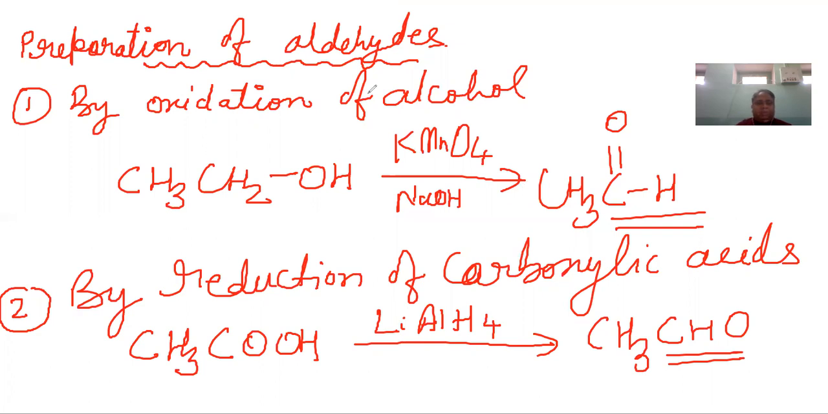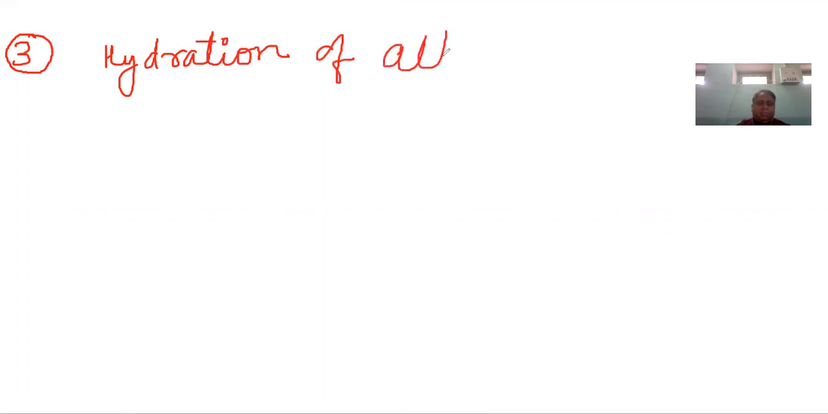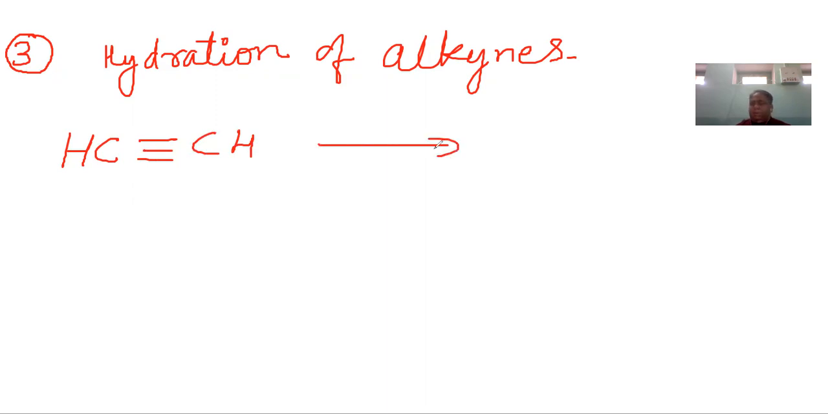Some other methods of preparation we will see. Preparation method number 3, by hydration of alkynes. If it is made to undergo hydration using Hg2+ and H2SO4 at 333 Kelvin, then it will form enol at first.